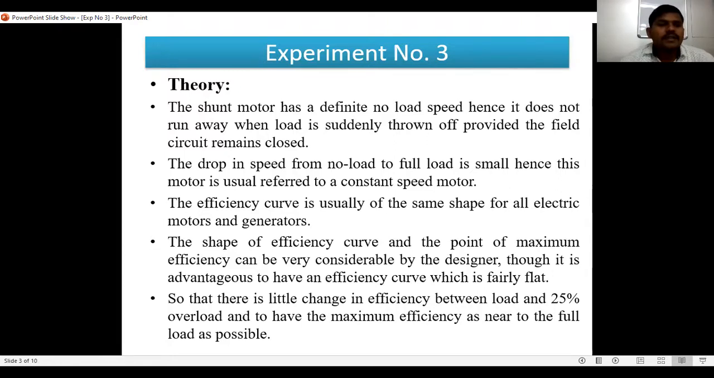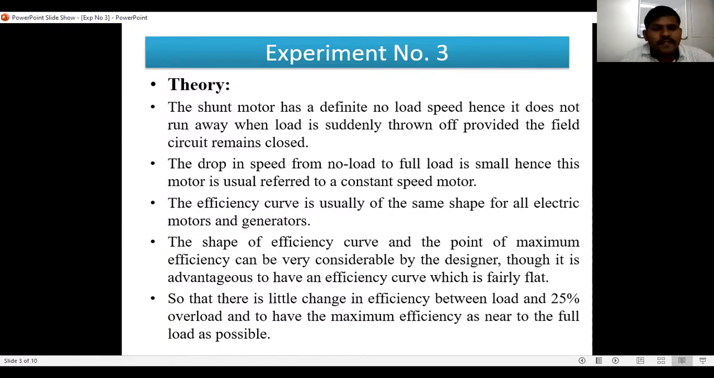And the efficiency curve is usually of the same shape for electric motors and generators. This efficiency curve will usually be the same, similar for all types of electric motors and also all types of electric generators.